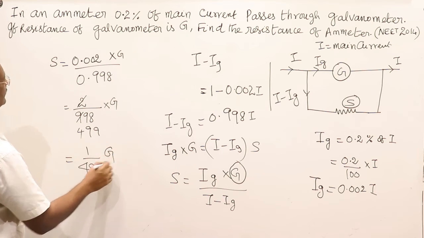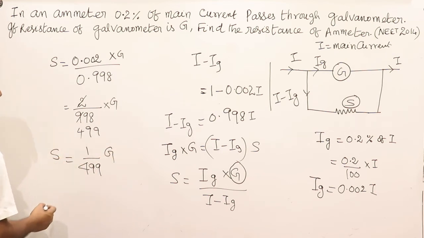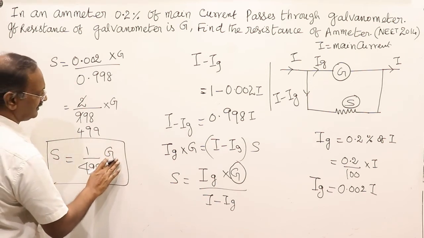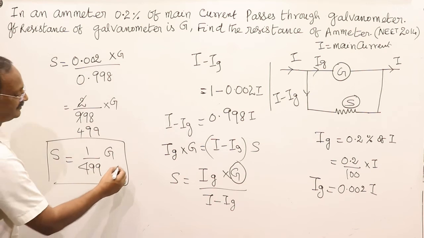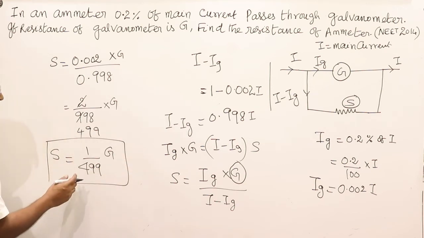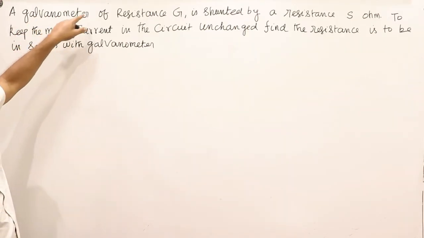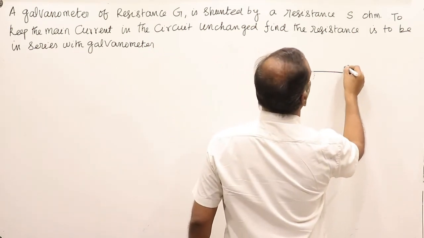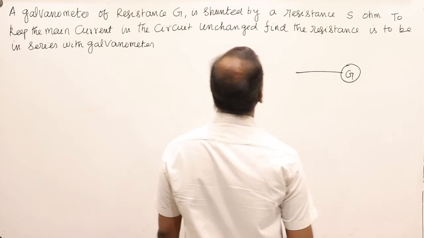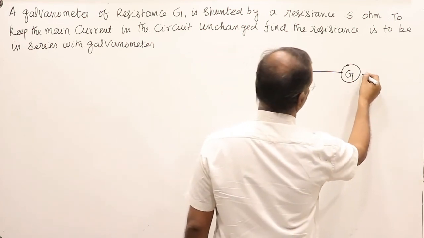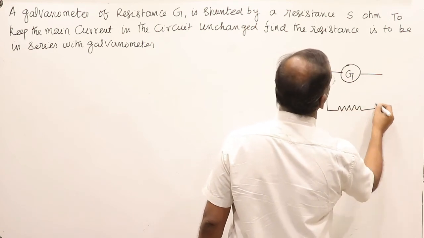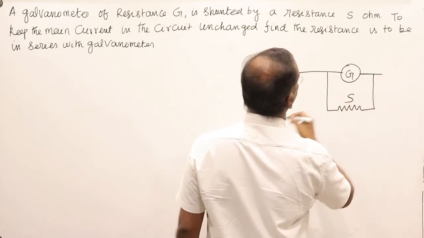499 G. So the shunt resistance is equal to 1 by 499 times the resistance of the galvanometer. Or we can write S is equal to 1 by 499 G. A galvanometer of resistance G is shunted by a resistance S ohm.